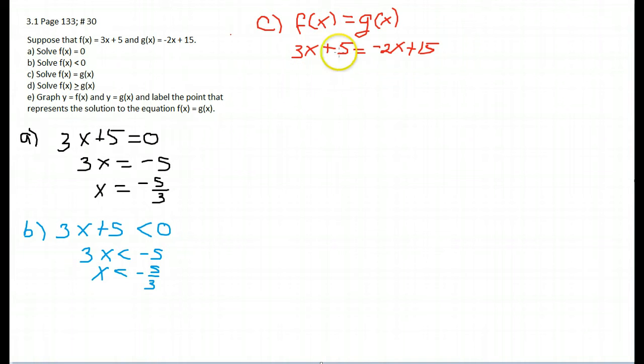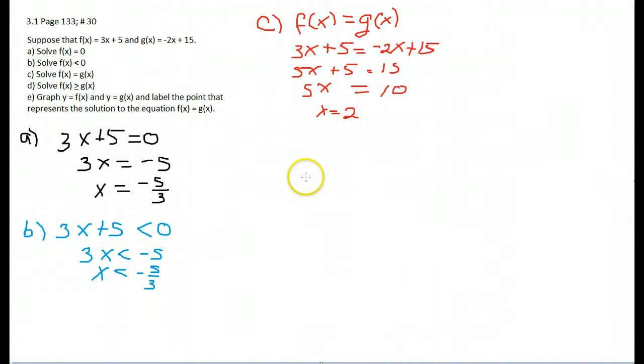Well, we're going to add 2x to each side. 3x plus 2x gives you 5x plus 5 equals 15. Then we're going to subtract 5 from each side. So we bring down the 5x, bring down equals 15 minus 5 leaves you with 10. Then divide each side by 5, and we get x equals 2. So the point where f of x equals g of x, the x coordinate is 2.